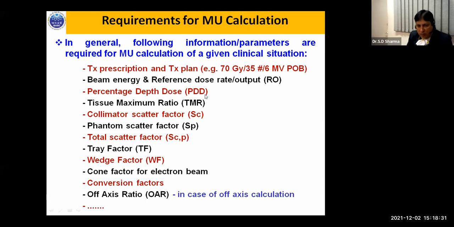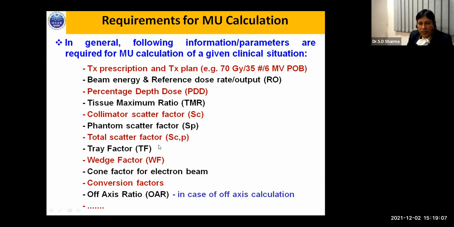Percentage depth dose, I will give you some overview. Tissue maximum ratio, collimator scatter factor or collimator scatter correction factor. Both of these are synonymous names for the collimator generated radiation. I will give you some overview about this quantity as well. Phantom scatter factor is the parameter required for accounting for the phantom generated radiation. Total scatter factor is the combination of the radiation generated by the collimator system as well as the phantom.